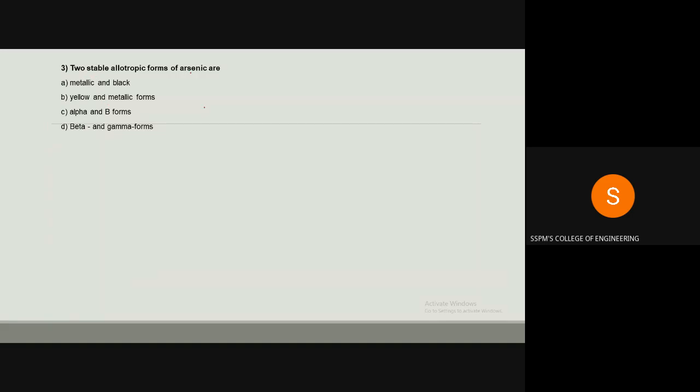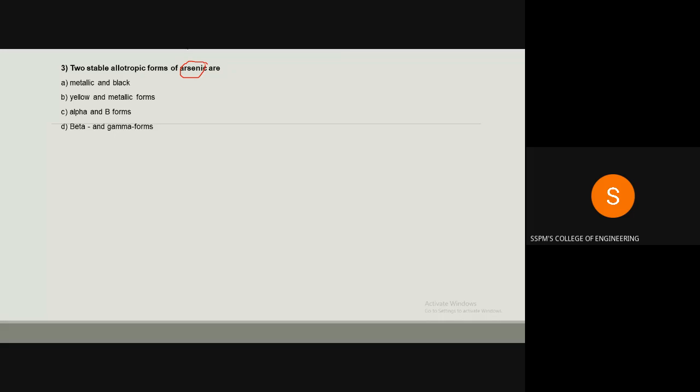So, two stable allotropic forms of arsenic. So arsenic is an element. Allotropic forms means what? It is observed in two forms. That is allotropic form. Their physical properties are also different. Carbon is also found in allotropic forms, and nitrogen too. Allotropic form means its structure is different and its physical properties are totally different from each other, but the element is the same.